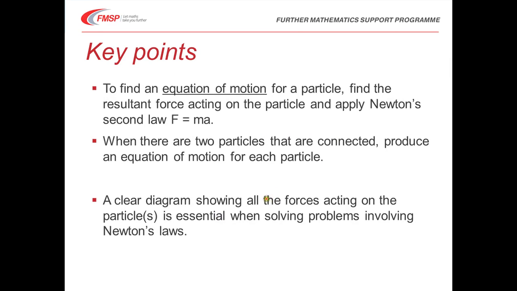To find an equation of motion for a particle, we therefore apply F equals ma in a chosen direction. And if there are two particles or more, you produce an equation of motion for each particle separately. Sometimes it's useful to look at the system as a whole rather than the two separate particles, and there's an example of that coming up later.